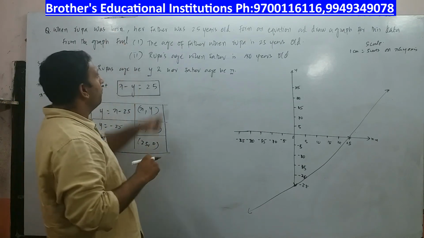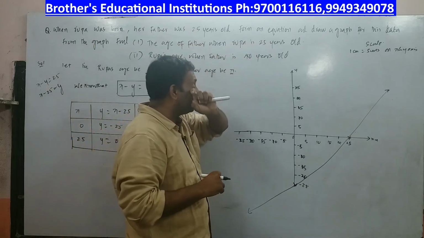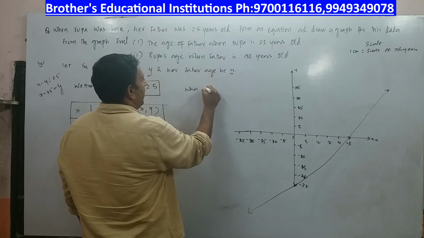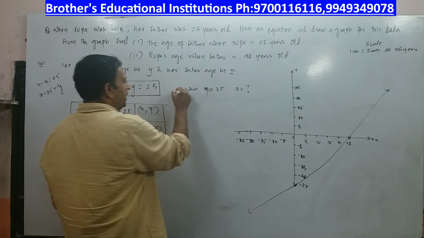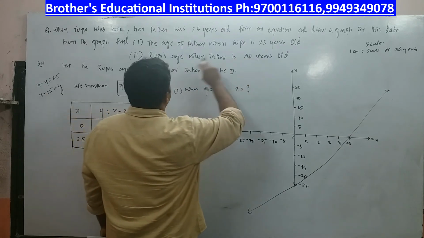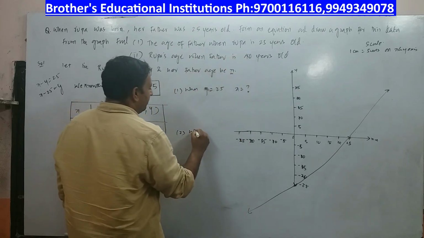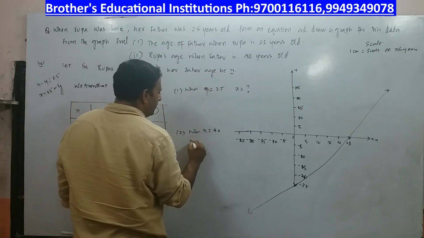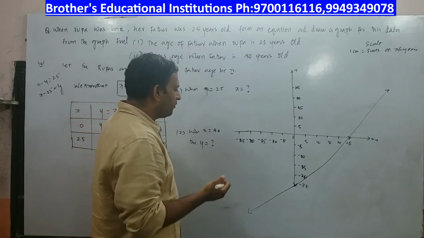My job is done? No, I have to find the age of the father when Rupa is 25 years old, right? So when y is equal to 25, x is equal to question mark. That is your first bit. And the second bit is what? Rupa's age when father is 40 years old. So when x is equal to 40, father's age is x. When x is equal to 40, then what is y? That is the question asked to you. Let us see from the graph what we get.